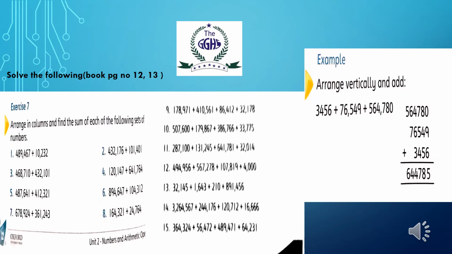Properties of addition. Zero property: adding zero does not alter the number. Commutative property of addition: a change of order does not alter the sum. Associative property of addition: a change of grouping does not alter the sum.